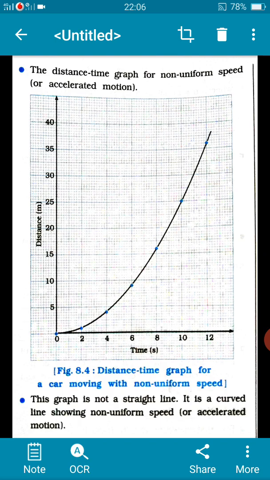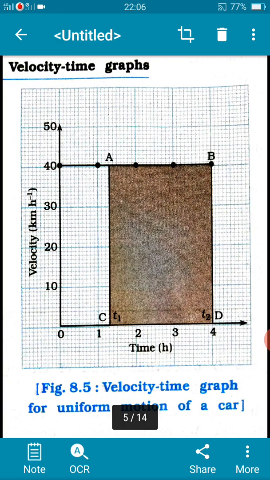Okay, distance versus time graph. For an object moving with uniform speed, it's a straight line. And for non-uniform speed or accelerated motion, it is not a straight line. Instead, it's a curved line. And the distance versus time graph, we can use it for finding the speed of an object. I hope it's clear to you. So next, it is the velocity versus time graph.